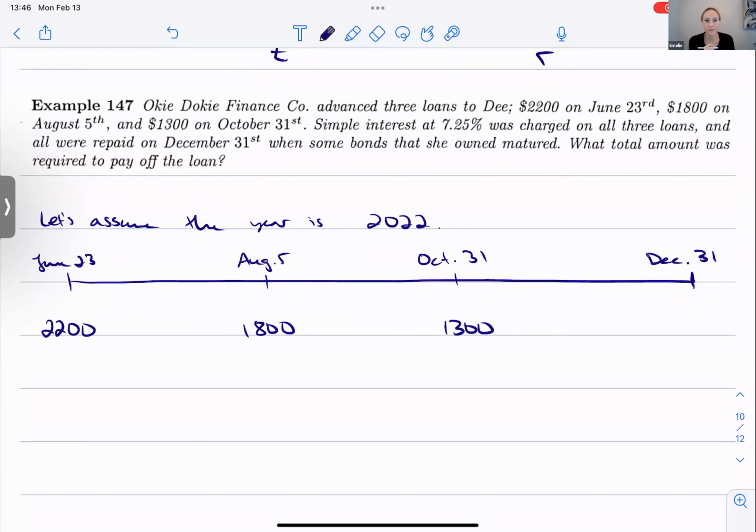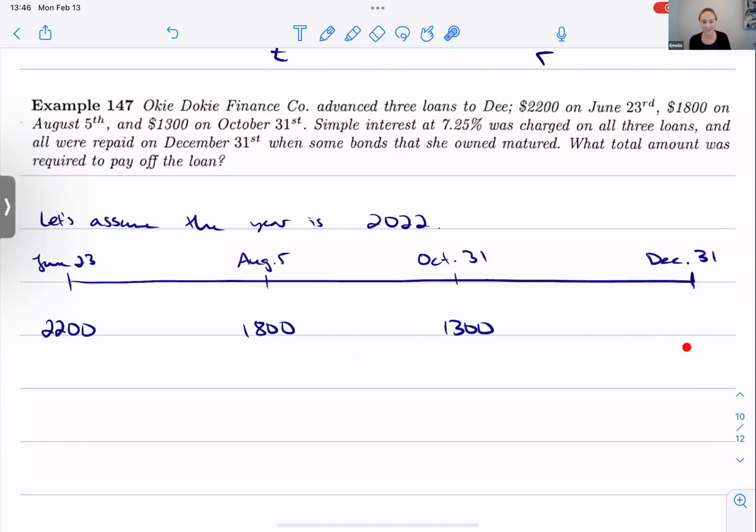Now, in order for this to not get too messy, what I'm going to do, and these are just tricks that I've learned over time, right? Doing a lot of these problems. But what I want to do is I want to figure out what's the value of all of these loans, right? After she's paid interest on each of them individually, right? What is the total value on December 31st?